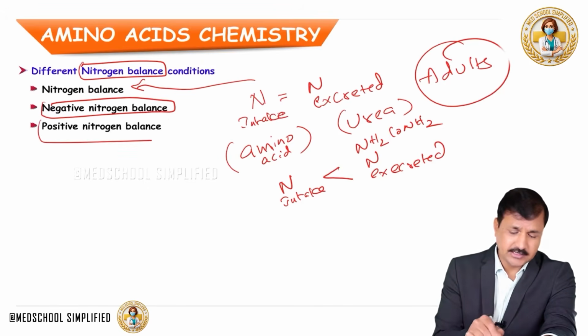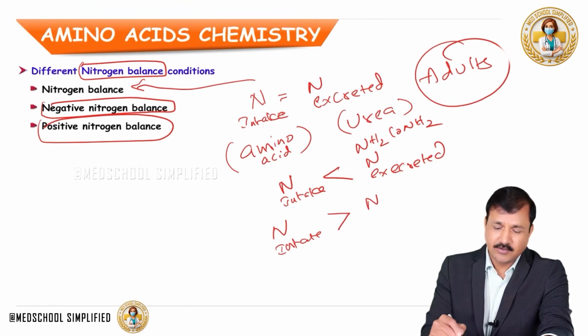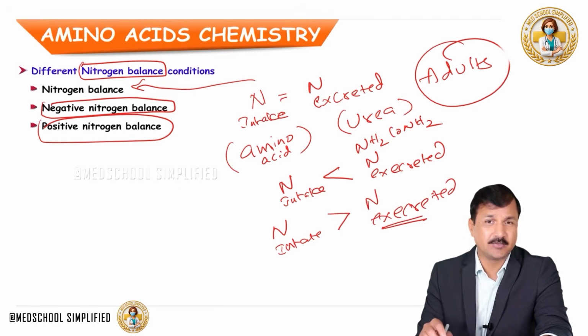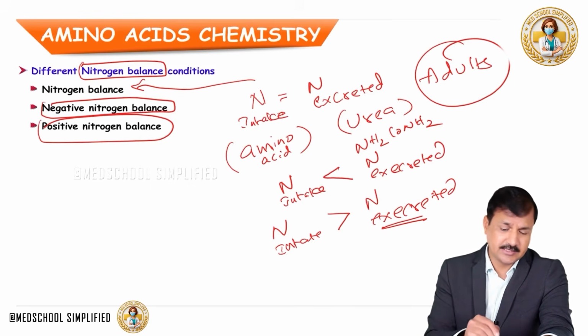Coming to positive nitrogen balance. Positive nitrogen balance is when the amount of nitrogen intake is more than the amount of nitrogen that is excreted. That means urea excretion is much less. That means most of the nitrogen is retained in our body. So that means more and more proteins are made in the body. That is what is referred to as positive nitrogen balance condition.